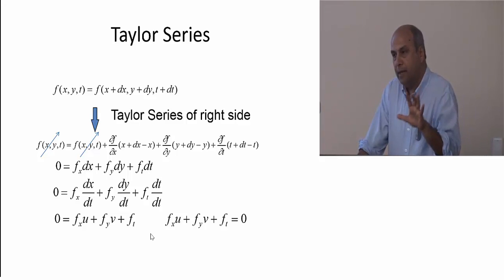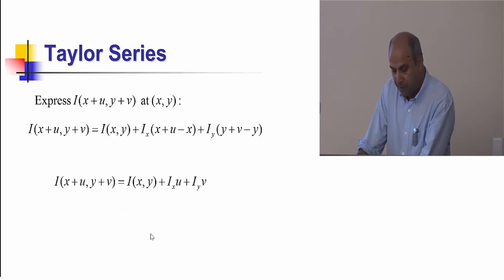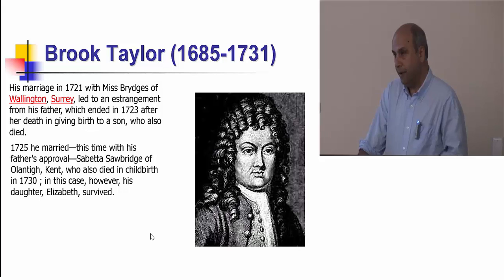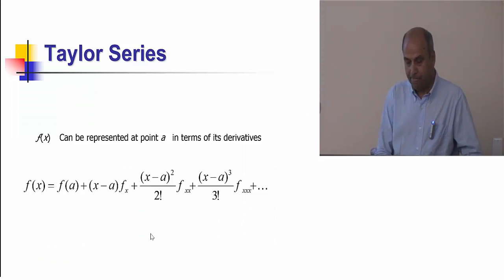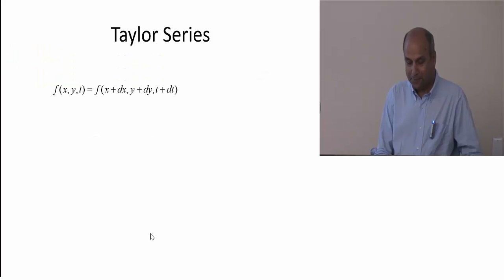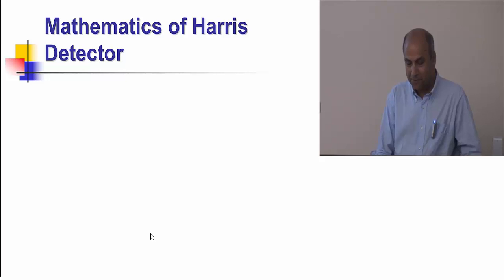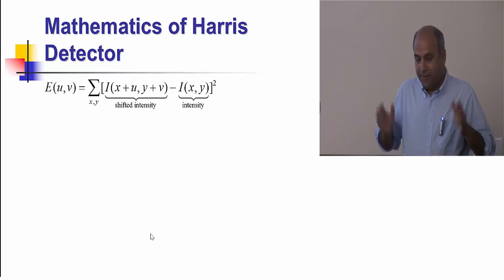But this is the same thing: Taylor series of a function of 3 dimensions, Taylor series of a function of 2 dimensions, and Taylor series of a function in 1 dimension, due to this guy who was having problems finding a wife and a kid. Okay, so now we get back to the mathematics for the Harris detector. So we were here.